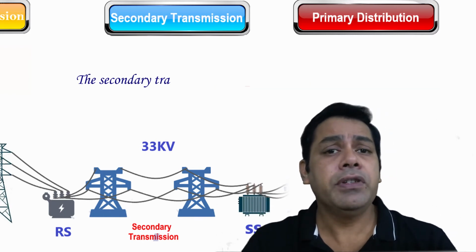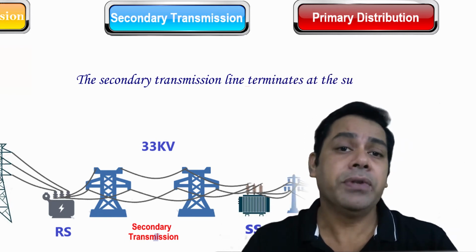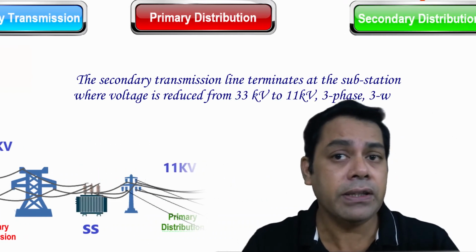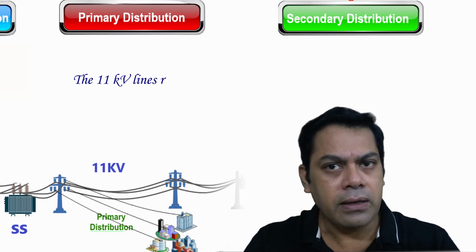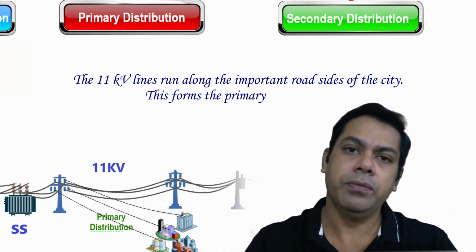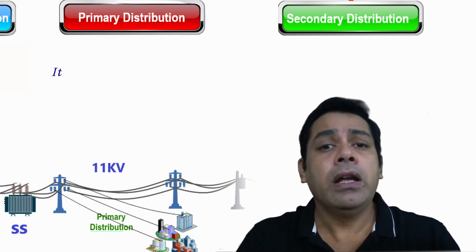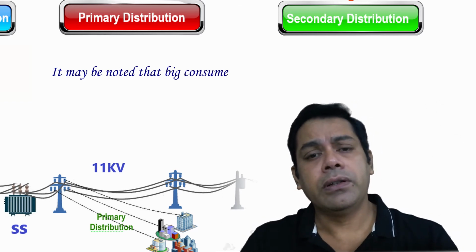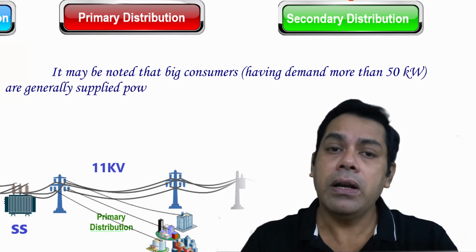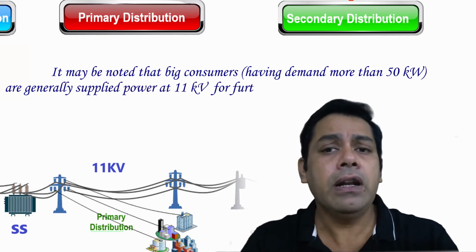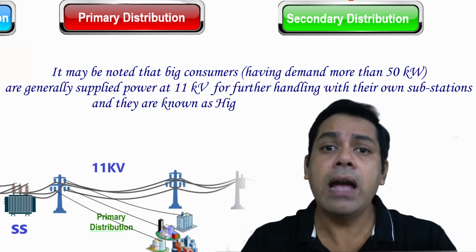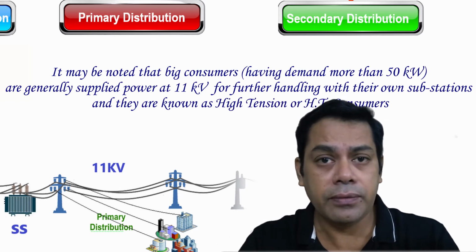The secondary transmission line terminates at the substation, where voltage is reduced from 33 kV to 11 kV, three-phase, three-wire. The 11 kV line runs along the important roadsides of the city. This forms the primary distribution. It may be noted that big consumers having demand more than 50 kW are generally supplied power at 11 kV for further handling with their own substation, and they are known as high tension or HT consumers.